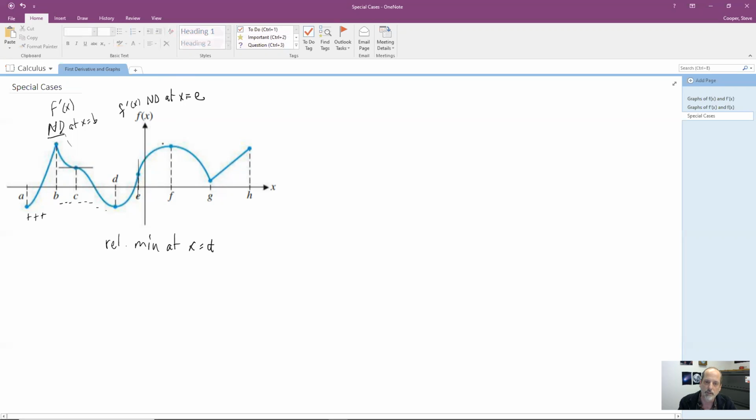Okay, so two places here in a graph where you're going to find not defined slope. That's at a jaggy or at a vertical tangent, such as that. Here we have another slope of 0, so f prime of x equals 0 at x equals f. Another jaggy here, so at g we got f prime is not defined here. And so those are special cases that you might want to look for if you're looking at a graph, and consider this as you're doing your homework assignment.